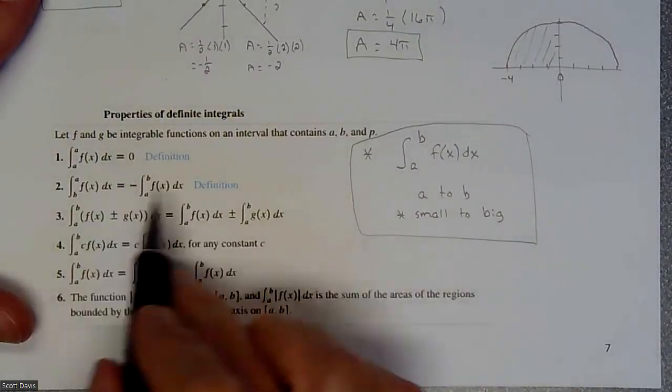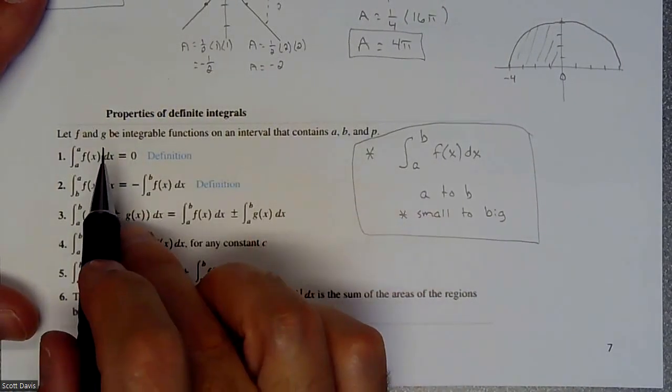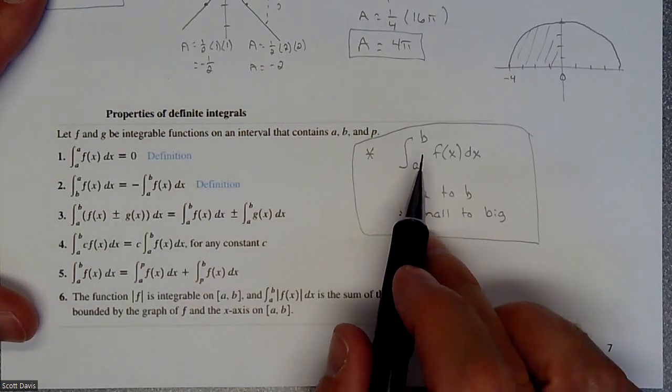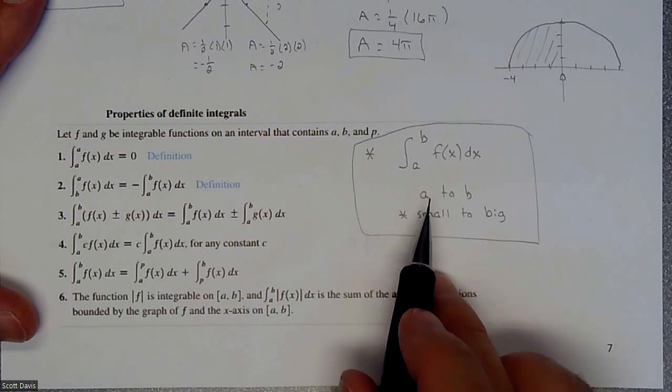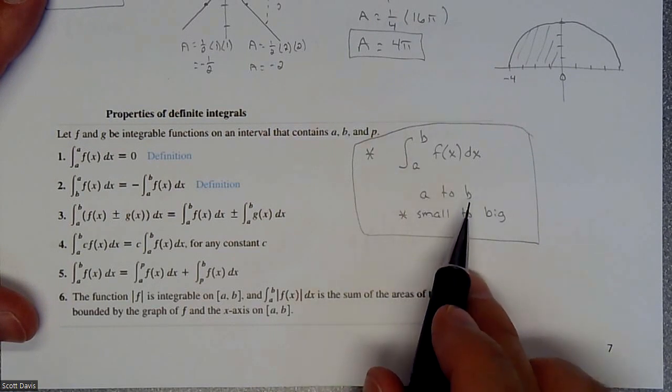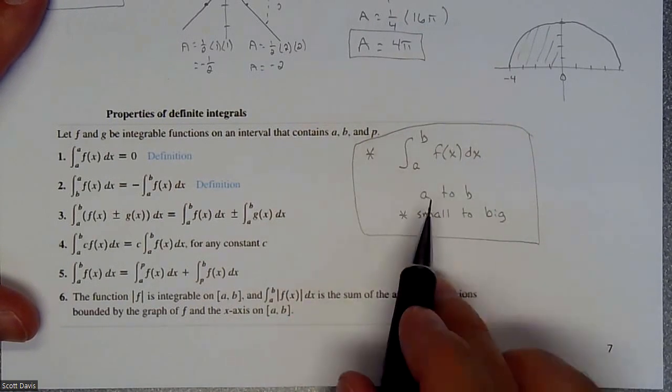This lesson, we're going to be talking about some properties of definite integrals. And remember that when we are talking about an integral, we're always going from a lower bound to an upper bound. So basically, the a value should be smaller and the b value should be bigger. That's how it always looks.